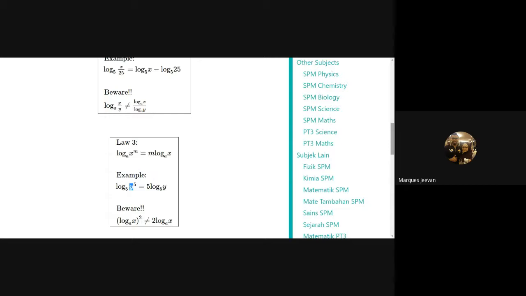Understood? Okay. Now, I want you to look at these two warnings that I've included here. Log x over y cannot be written like this. This expression on the left is very different compared to the expression on the right.